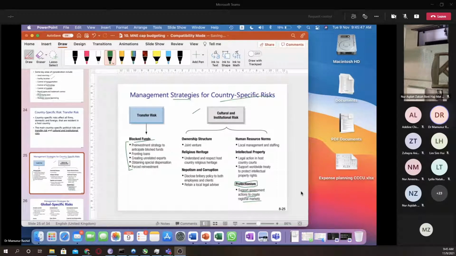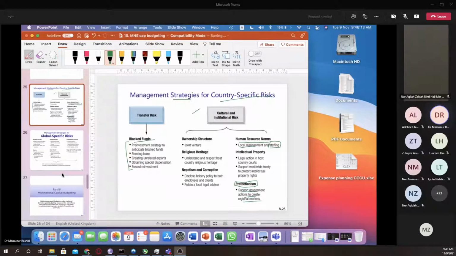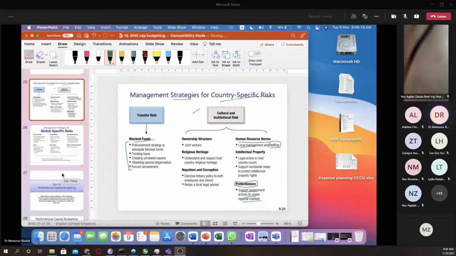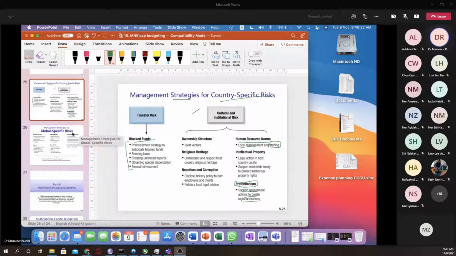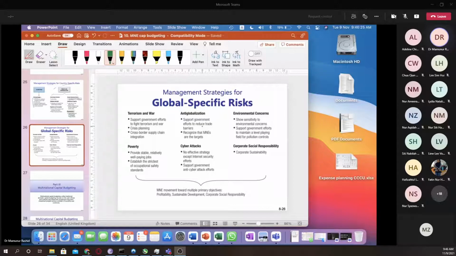For example, you are working in a country with strict human resource regulation that you have to recruit from local sources, local staffing. The strategy is local management. Management employees will come from local staff, and you'll also do a lot of recruitment from local human resources. So these are the strategies available. Go through them. We will relate to these in our decision making, but our main consideration is financial decision. The last one is global specific risk, with some management strategies for it.